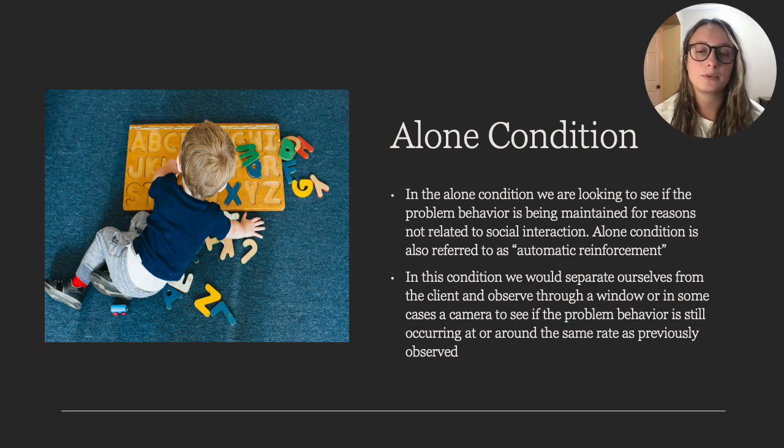A good example of a problem behavior that we would be able to measure would be head banging. So anytime an individual were to take their head and bang it directly onto a table, we would remove ourselves from the environment, and we would observe from outside of the room, like a one-way window if possible, or just out of the client's eye view, so that way we can observe them naturally.